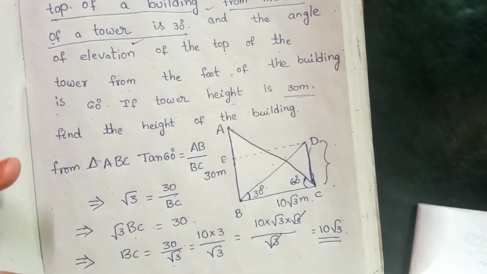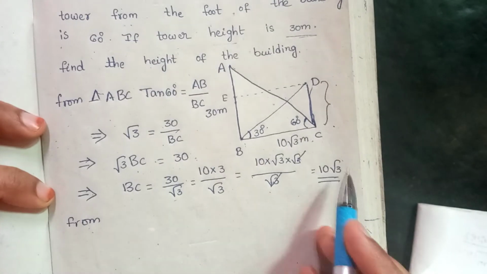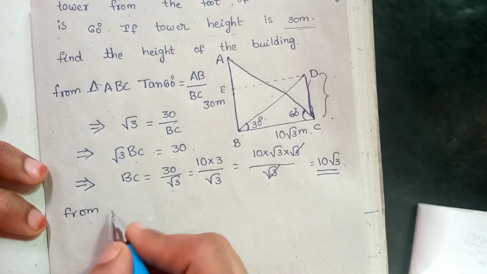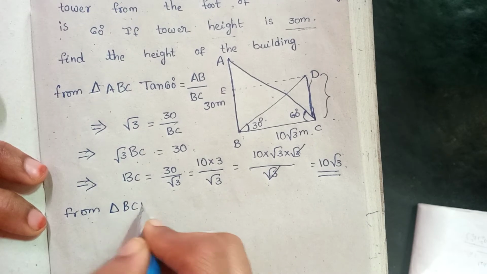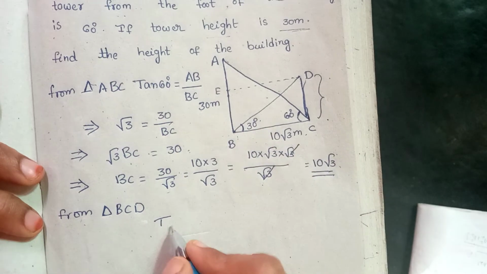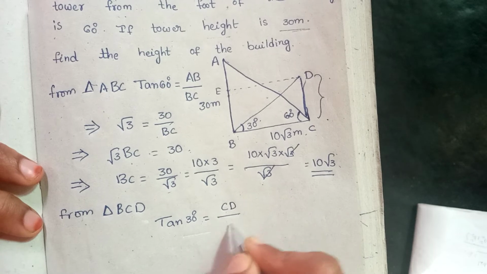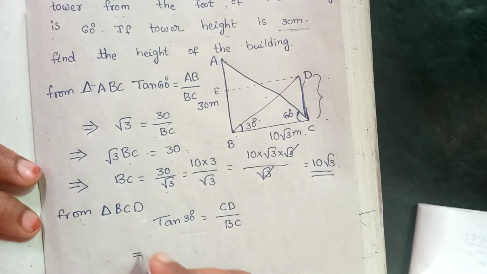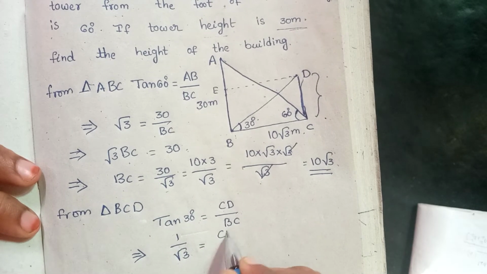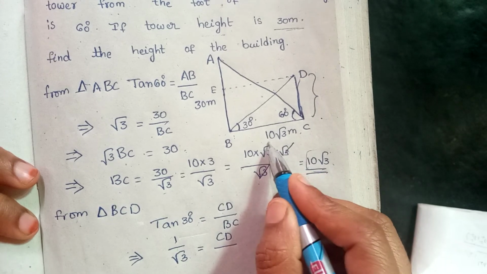Next, take the another triangle. From triangle BCD, we can write tan 30. Here angle is 30 degrees. Tan 30 degrees equal to CD by BC. Tan 30 is nothing but 1 by root 3. CD we have to find. BC I have already found.